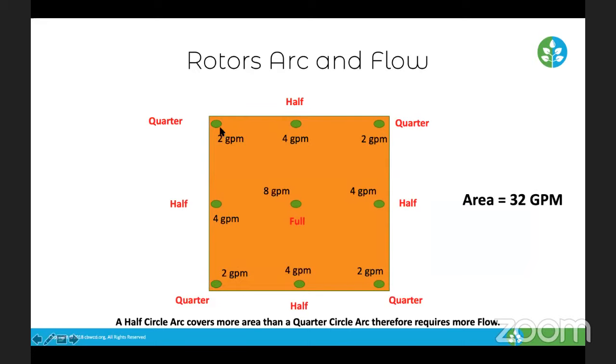And the same with the half. So the half is going to go back and forth twice as fast as the quarter, but half the speed of the full. So this one would be, we would put in a 4 gallon per minute.